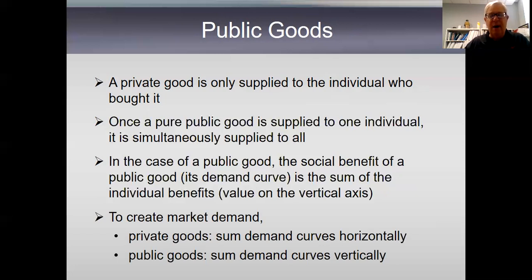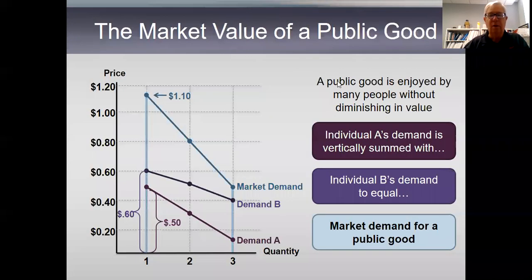Now, when we are thinking about creating a demand for the public good, we have to keep in mind we're going to go about this a little bit differently. For private goods, we sum the demand curves horizontally, but when we're doing it for a public good, we're going to sum those demand curves vertically. And we're going to show you an example of that here on the next slide.